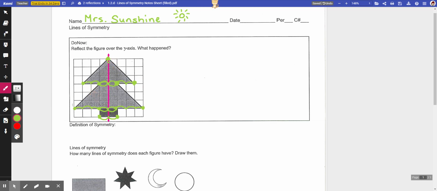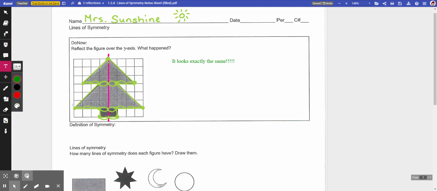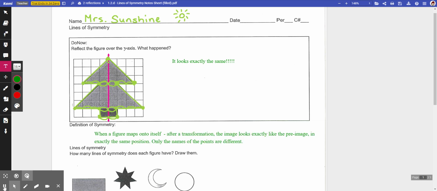So what happens is that it looks exactly the same. That's because it has symmetry. The definition of symmetry is when a figure maps onto itself. What that means is after you do a transformation, your image is exactly the same as your pre-image. So it's in the same position, it looks exactly the same.